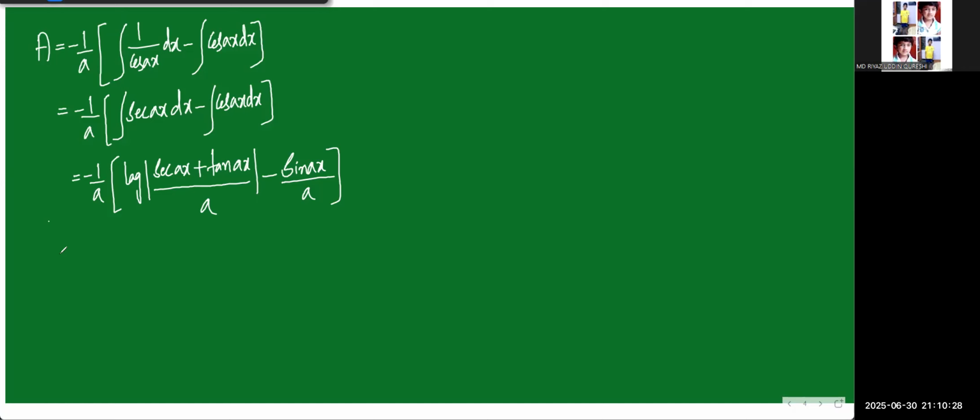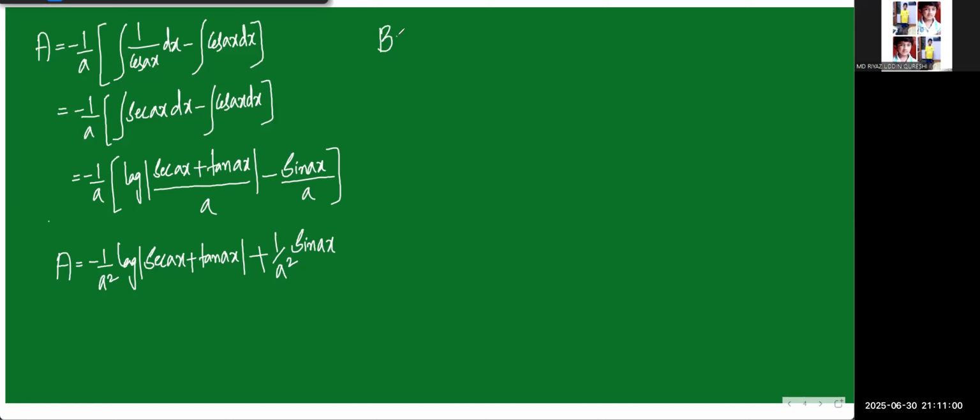So our A value is clearly minus 1 by a square log mod sec ax plus tan ax, and then minus into minus plus one more time 1 by a square sin ax. We don't want to add c right now, we can do it later. After that, we have to move on to the b value.